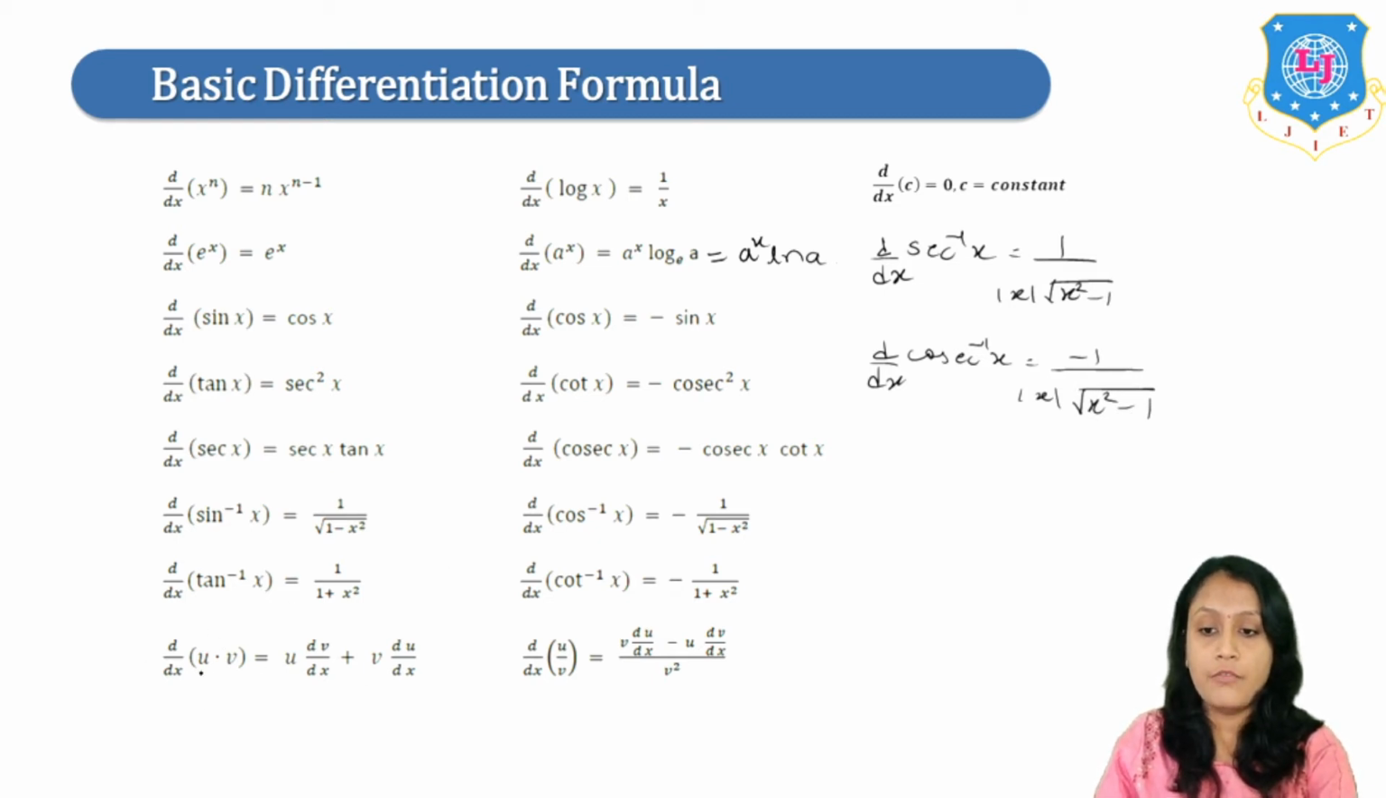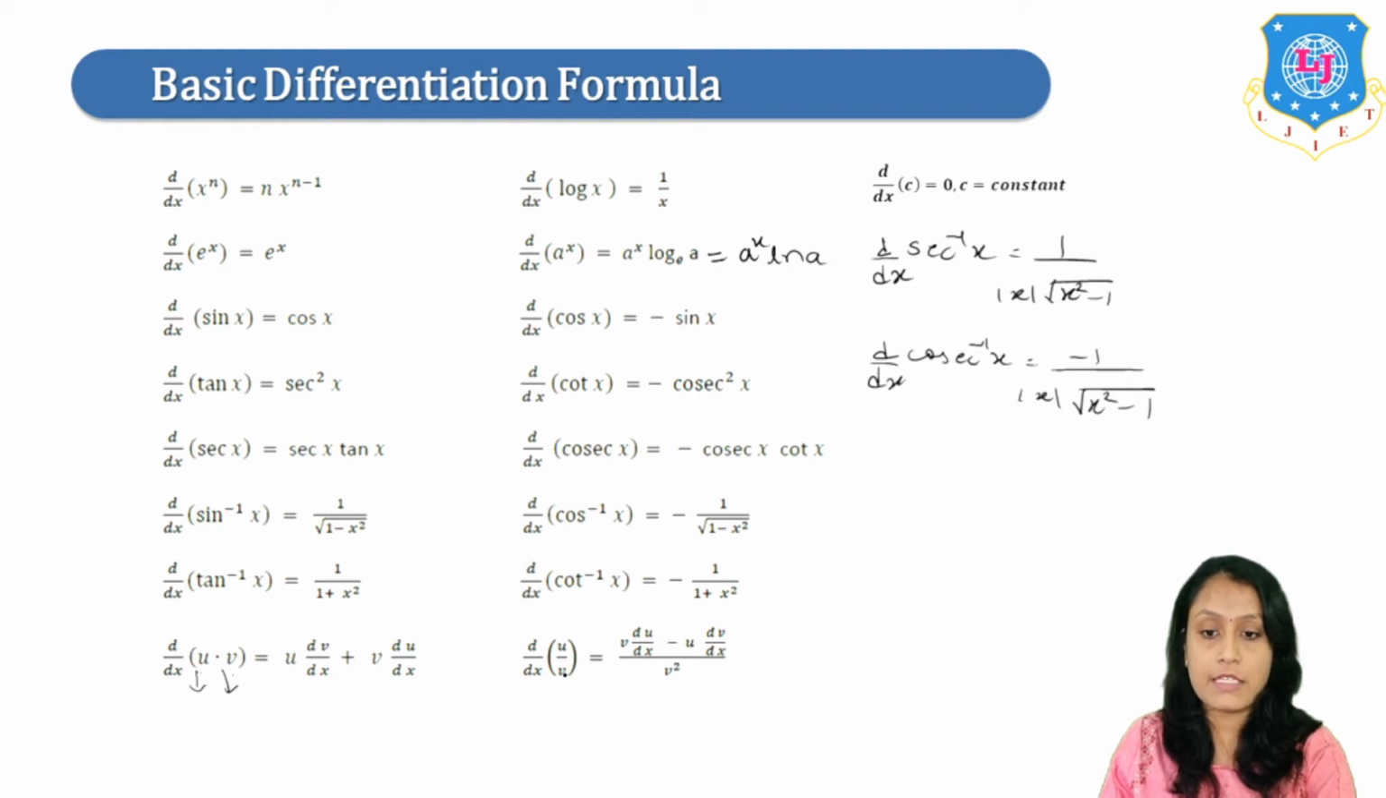Okay, so here we have u and v. Just consider this as a first term, second term. Okay, so the formula is u into dv by dx plus v into du by dx. We can remember it as first term as it is, derivative of second term, plus second term as it is, and derivative of first term.